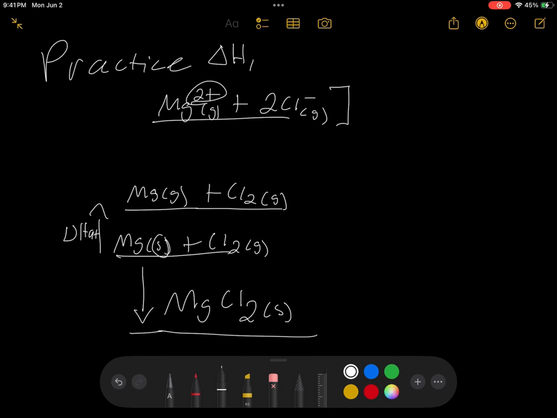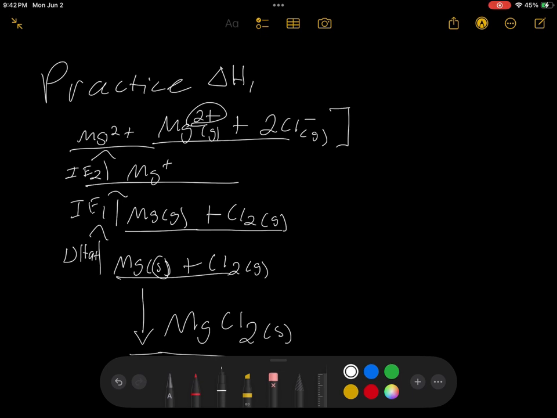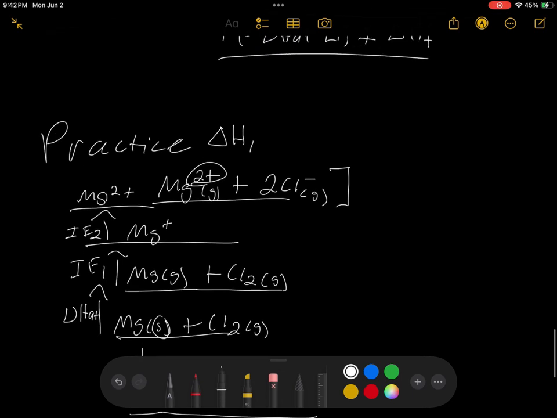Keep in mind, losing 2 electrons is not the same thing as 2 times the value of first ionization energy. Ionization energies vary depending on which electron they are losing. So I have to do 2 separate steps. One is IE1 for magnesium, and the second step is IE2 for magnesium. I'm out of room, but this would get you Mg+ and then Mg2+, right? So once again, I've run out of space, but I'm just going to work with it from here.